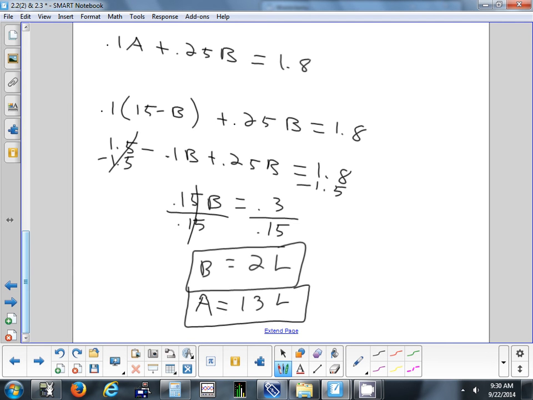Okay, so that's a basic mixture problem. That's pretty much how you set them all up. Okay. Any questions on mixture problems? Okay.